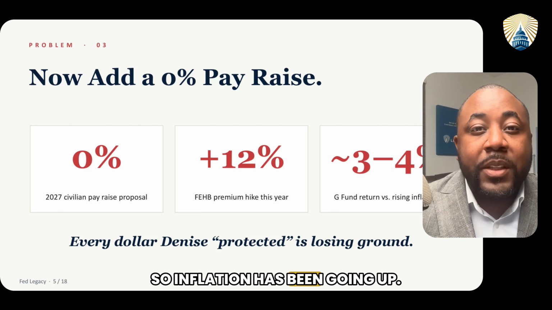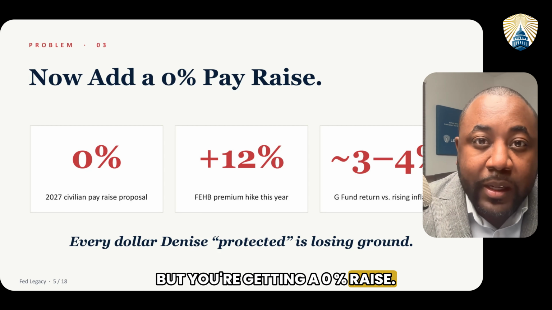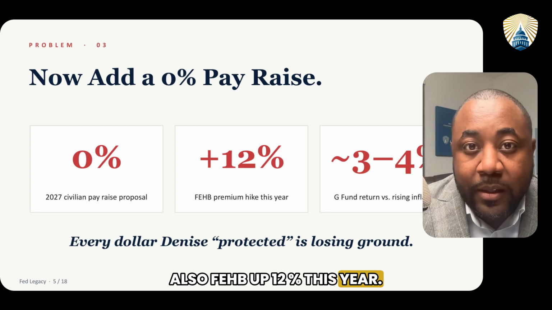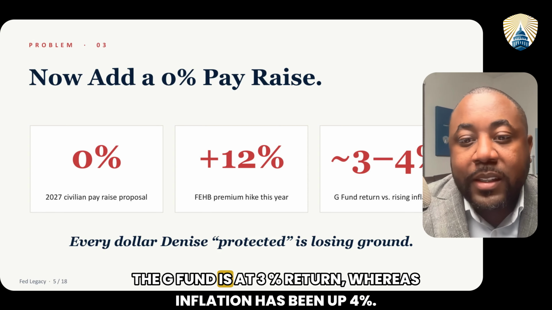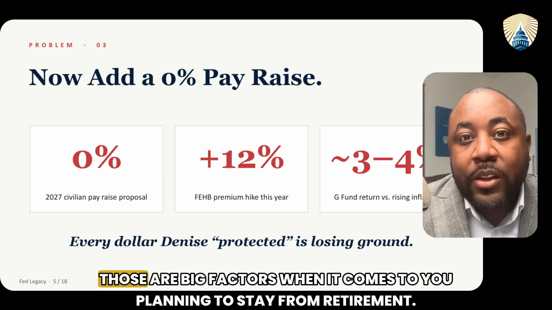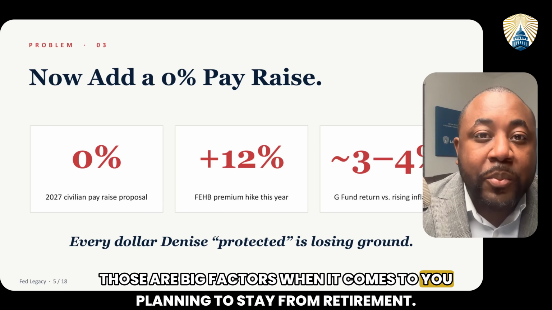So inflation has been going up, but you're getting a 0% raise. Also, FEHB is up 12% this year. The G fund is at a 3% return, whereas inflation's been up 4%. Those are big factors when it comes to you playing it safe in retirement.